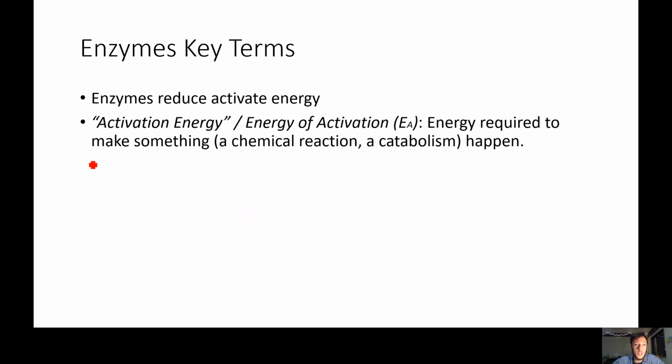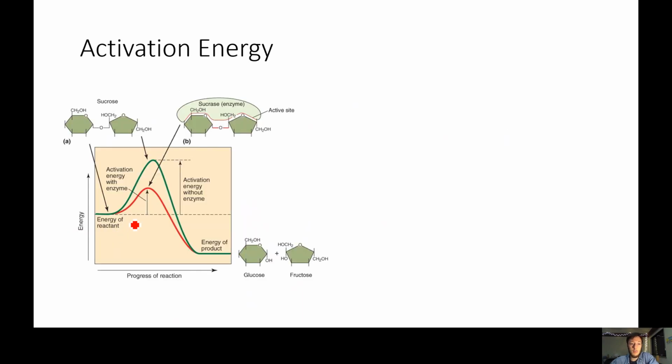So enzymes reduce activation energy. And activation energy is basically the amount of energy that you need to make something happen. So we're talking about chemical reactions like catabolism, for example. So if you look at this chart right here, this is an image. All these images are from Dr. Sung's slides, most of them anyway.